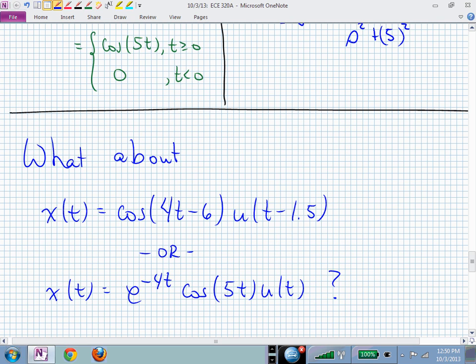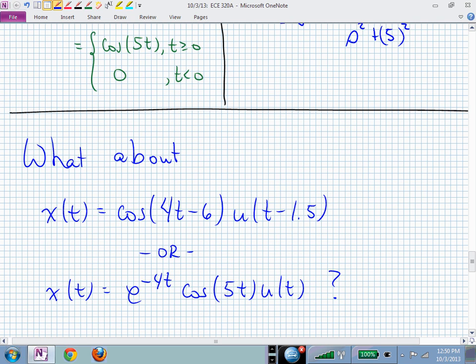Or some phase shift. We now need to parameterize that number, this minus 6, as some amount of the frequency. In this case, the frequency is 4. We need to see what 6 looks like when we compare it to 4. We need to factor out an expression so that we can say, what does the cosine look like when we turn it on at u of t minus 1.5?